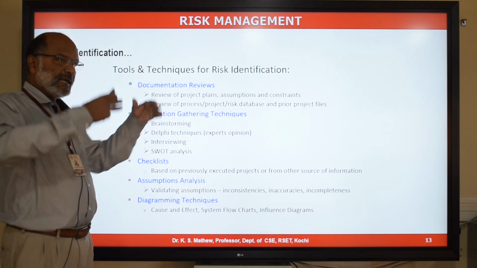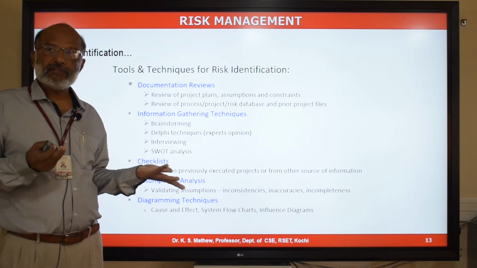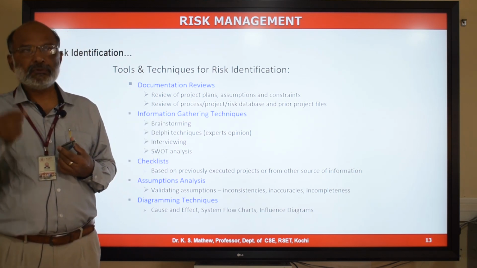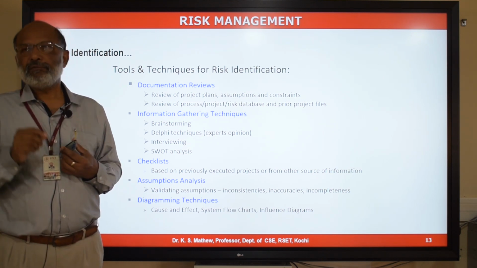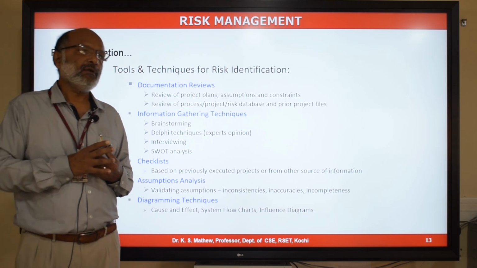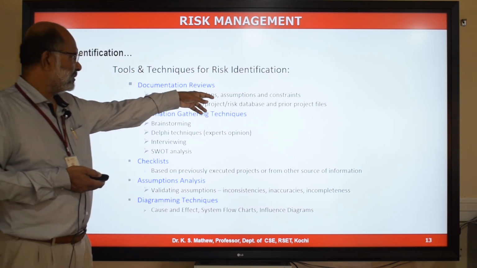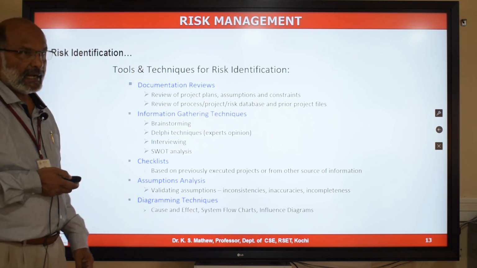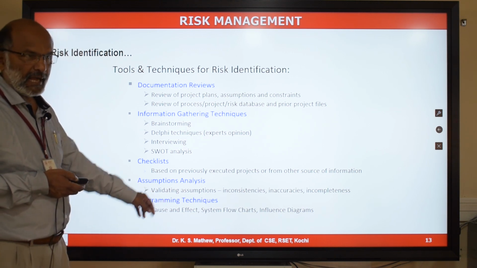You can also have a checklist prepared based on whatever risk happened in the previous project. Use this checklist. Checklist is a list of questions. You will have a lot of questions. You answer those questions, which will lead to identification of risk. Then assumption analysis, which we already talked about, document reviews, and you can also have some diagramming techniques, diagrams for identifying risk, like cause and effect diagram or fishbone diagram.